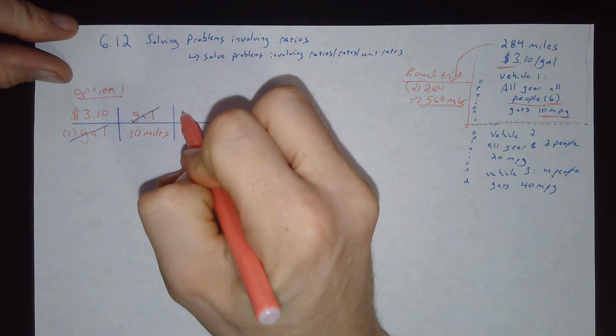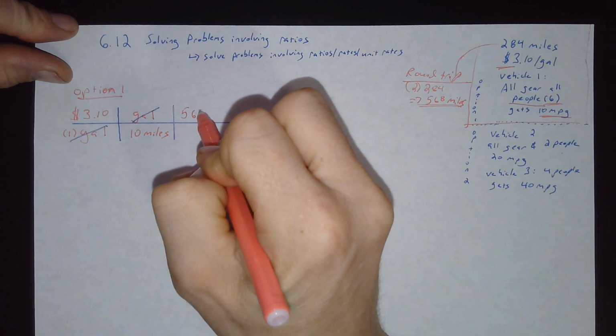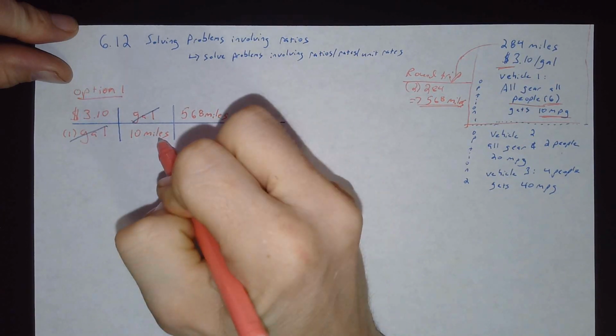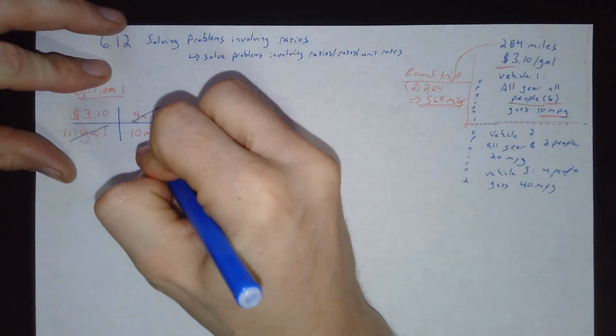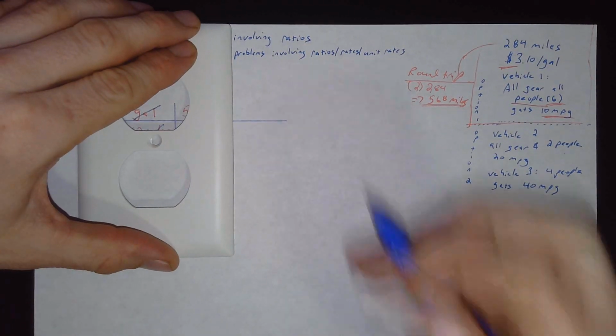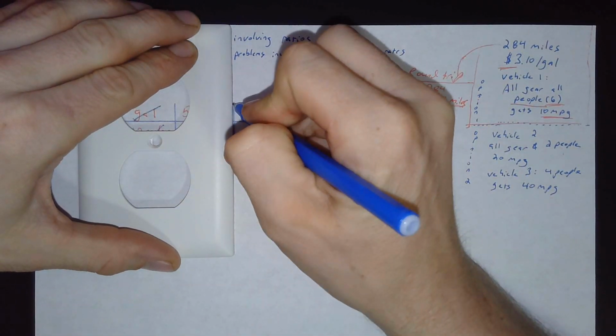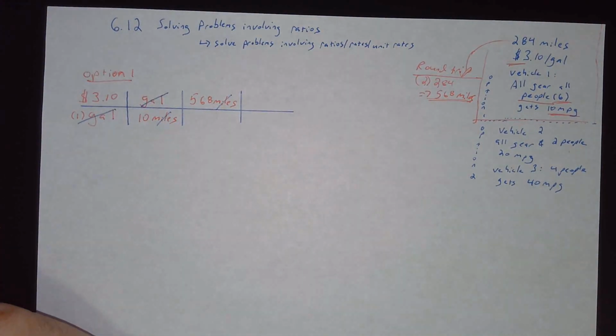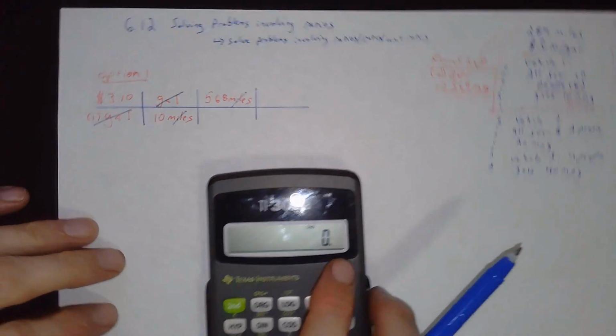So I go 568 miles. Now those miles will cancel out. Those miles now cancel out. Now my units are $310. So that's the total amount of dollars it's going to be.